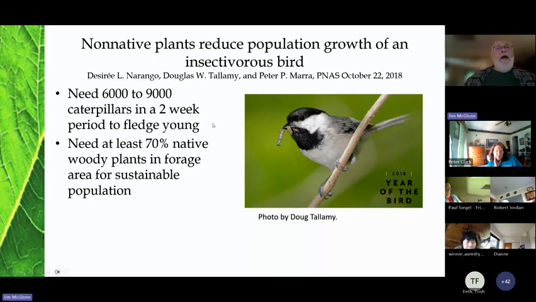Keep in mind that for several weeks after that, the chickadees kept feeding their young caterpillars, but they were doing them outside the nest where they were hard to observe. What they found from this study was that in order to have a sustainable population of chickadees, at least 70% of the woody plants in their forage area, which is less than an acre, had to be native plants. Once they fell below 70% of those woody plants being natives, the population was no longer sustainable.